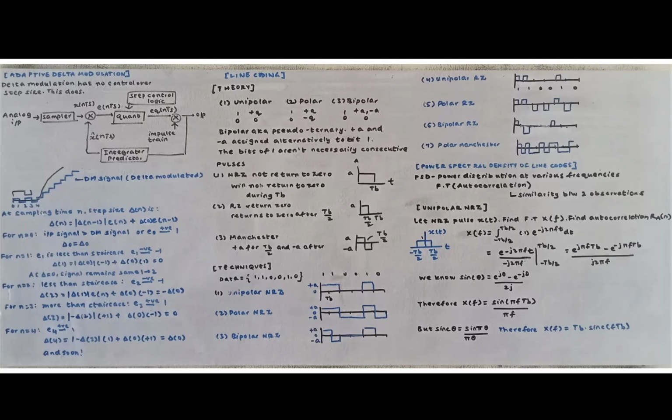But X(f) eventually simplifies to sin(πfT_b) by πf. But we have the definition of sinc(θ), which is sin(πθ) by πθ. So we eventually get X(f) is T_b sinc(fT_b).